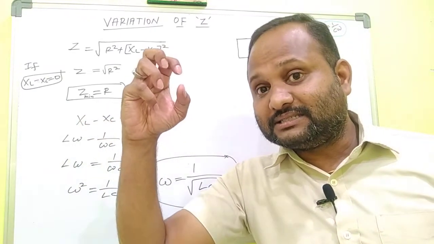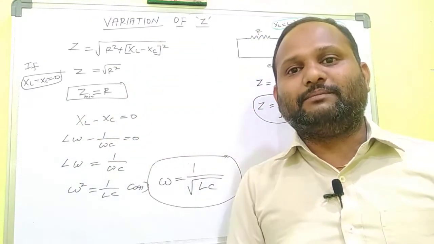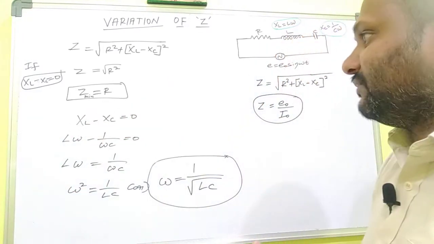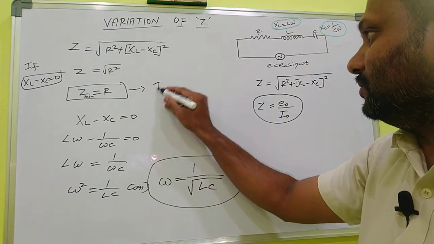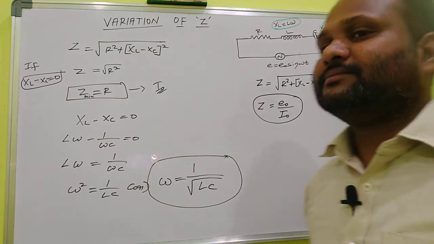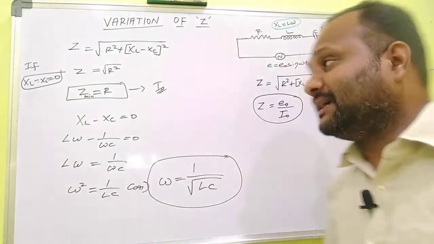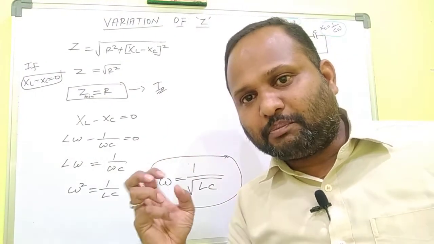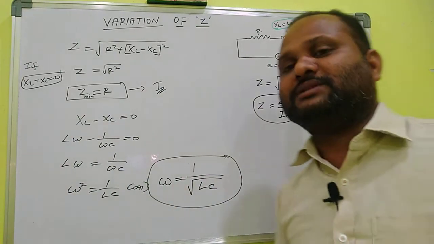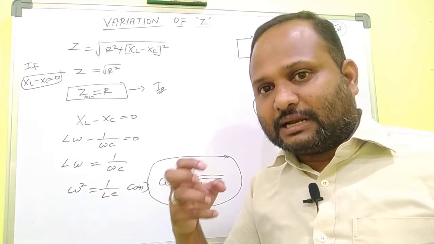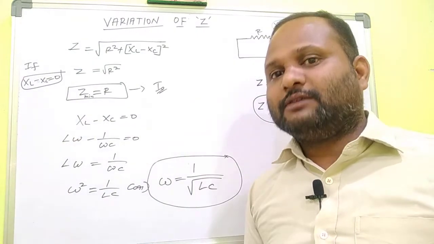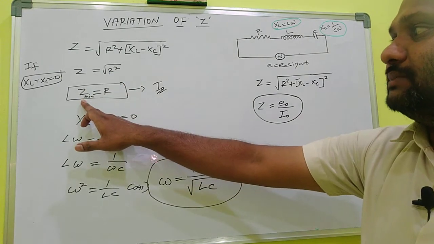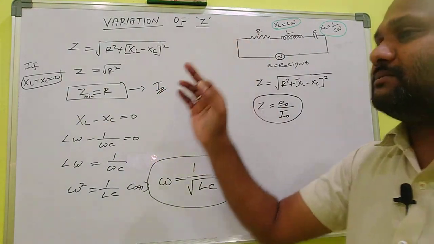Here the impedance is very low. Z, the impedance, is minimum, so the current will be maximum. The maximum current will pass through the circuit. The current will be at its peak. Maximum AC current will pass through the circuit when we apply the EMF at this particular frequency, that is, the natural frequency. When we apply EMF at this natural frequency, the impedance becomes minimum and the current flowing through the circuit becomes maximum.